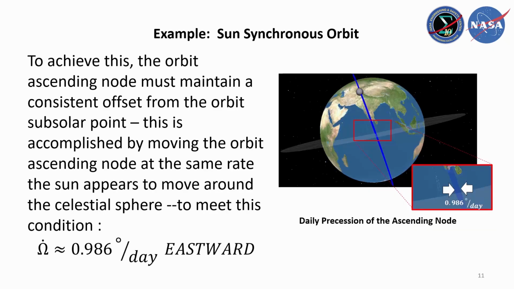If we want to achieve these conditions, the ascending node needs to maintain a consistent offset from the orbit's subsolar point, and this is accomplished by moving the orbit ascending node at the same rate and in the same direction as the Sun appears to move around the celestial sphere. We said previously that, on average, the Sun moves about 0.986 degrees per day, and this motion is eastward. So we seek an orbit whose ascending node angular rate matches this movement as closely as possible.